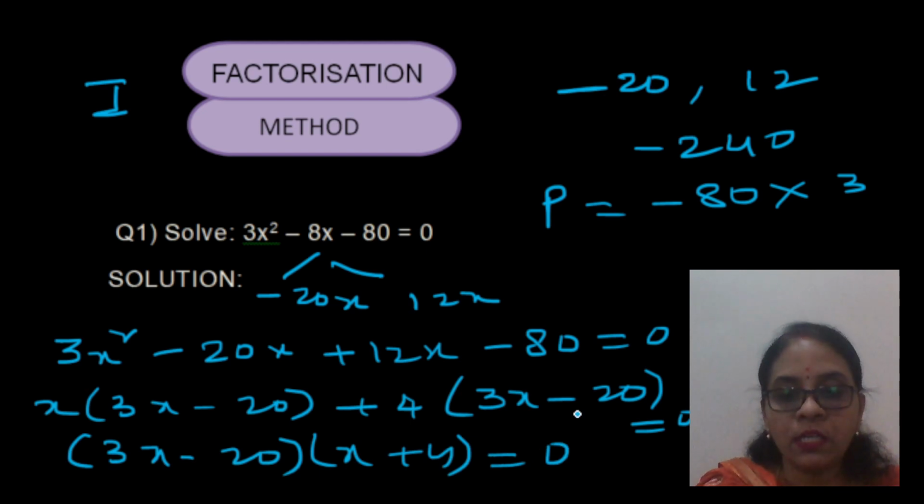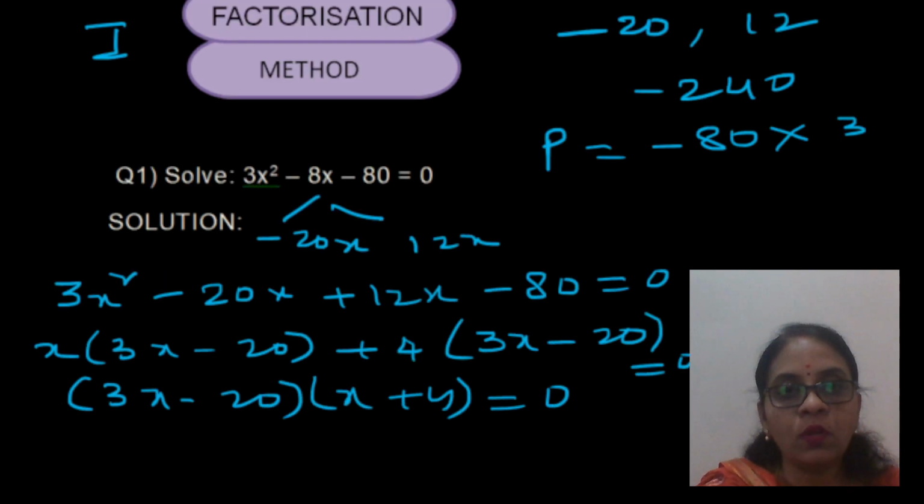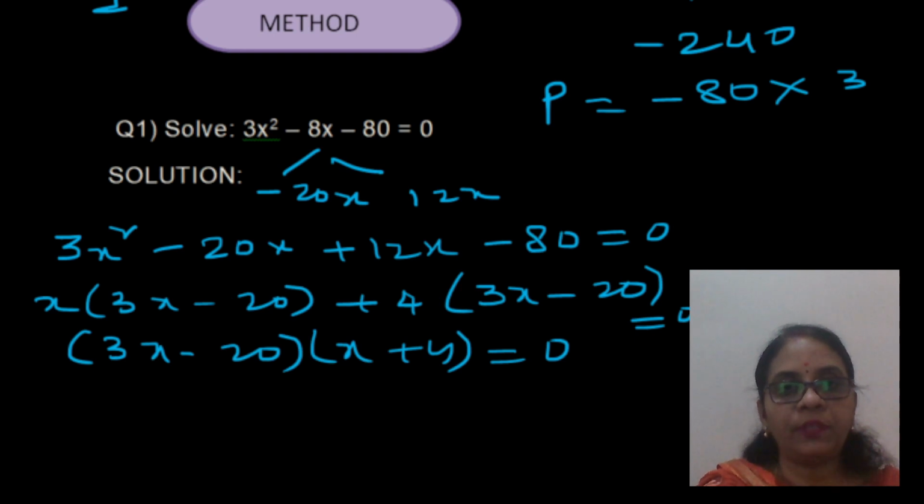3x minus 20 into x plus 4 is equal to 0. Let me go up a little. Now when the product of two or more terms is equal to 0, each of them is equal to 0. That is called the zero product rule.